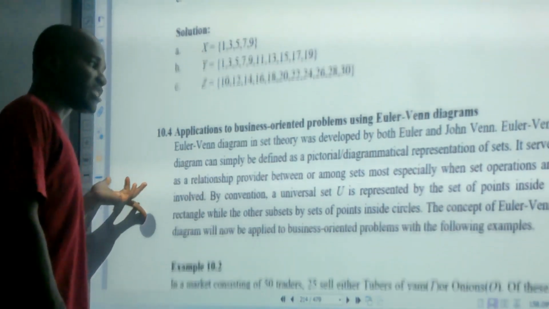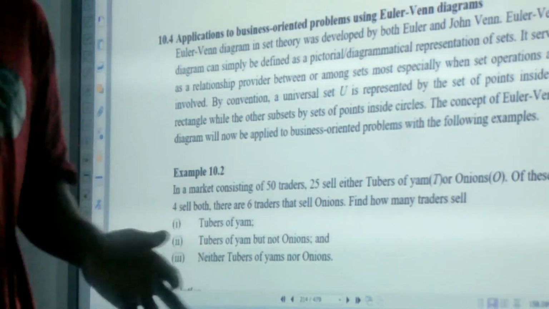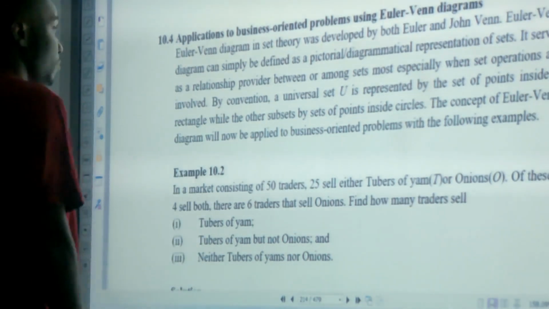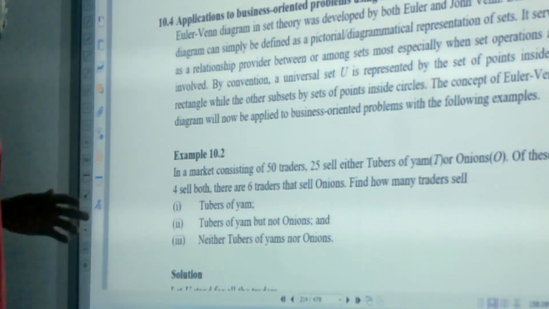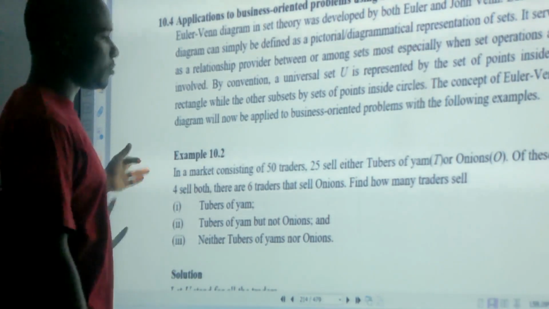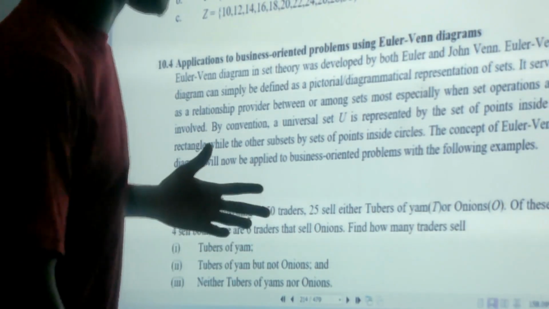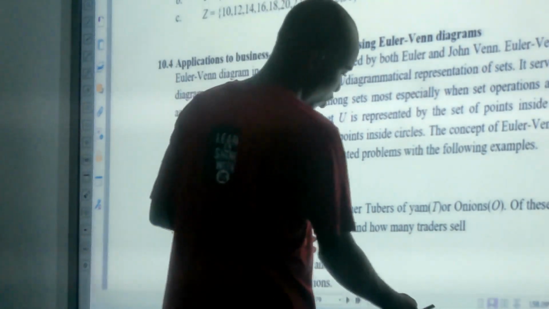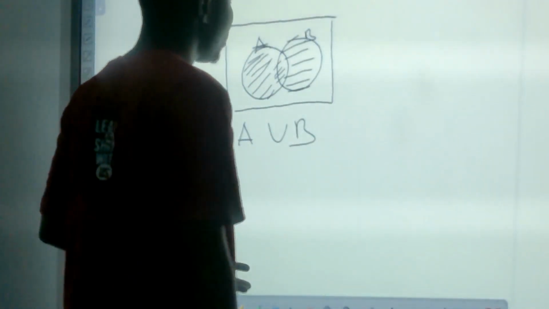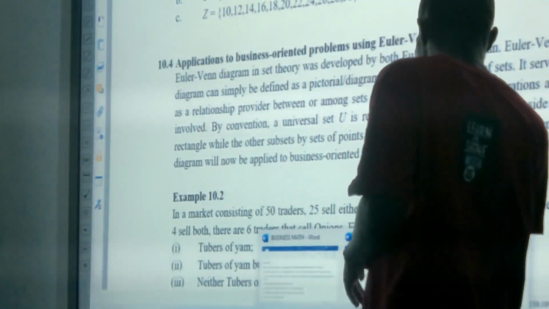Now, applications of business-oriented problems using the Euler-Venn diagram. Some people say John Venn, some say Euler. I think we need to explain the Venn diagram. A Venn diagram is just a diagrammatic representation of set theory, where we show different problems of sets in one way or the other. So let's look at a good display of sets. This is union. Let's test how good we are with this overall knowledge.